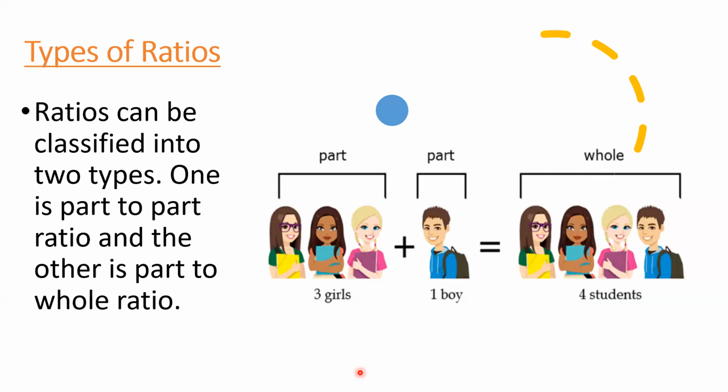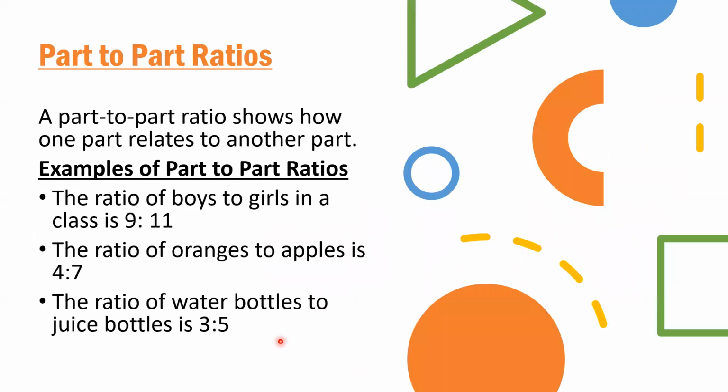All right, so let's move on to the next slide. So this is on types of ratios. Go ahead, Ms. Johnson. Can you read this for me, please? Part-to-part ratios. Part-to-part ratio shows how one part relates to another. Examples of part-to-part ratio: the ratio of boys to girls in a class is 9 to 11. The ratio of oranges to apples is 4 to 7, and the ratio of water bottles to juice bottles is 3 to 5. Very good.